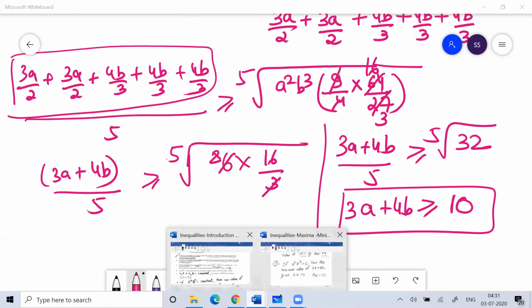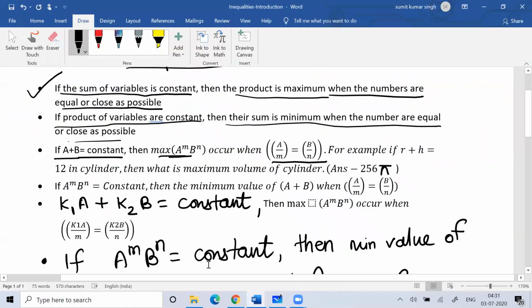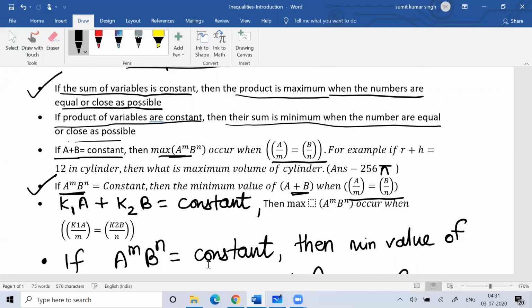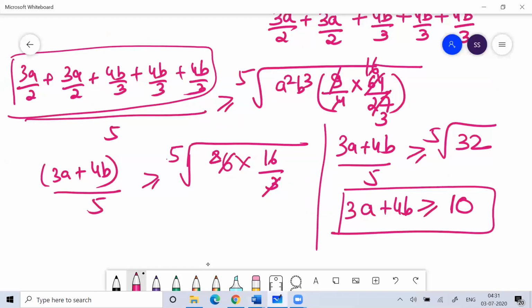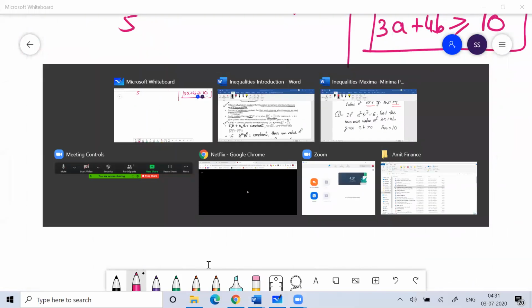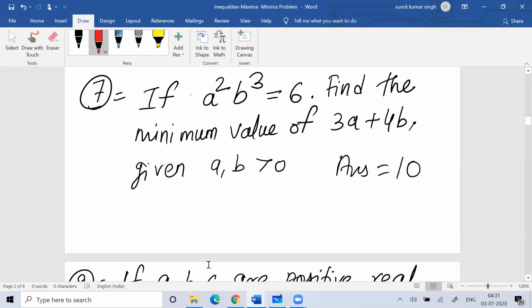Or you can see the concept that if a to the power m into b to the power n is constant, then the minimum value of a plus b happens when a by m equals b by n. Okay, so this way if you solve, you'll get the answer very easily. So here, for getting the minimum value, it means 3a by 2 will be equal to 4b by 3. So that is what that concept talks about.